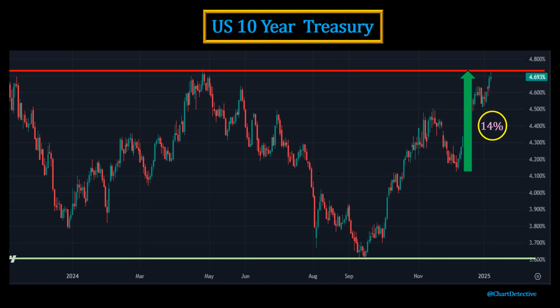So the 10-year Treasury has been going up, and we expect it to keep going up to 5.5, and then it should crash down after that because we think that there will be a recession that will cause it to go down.